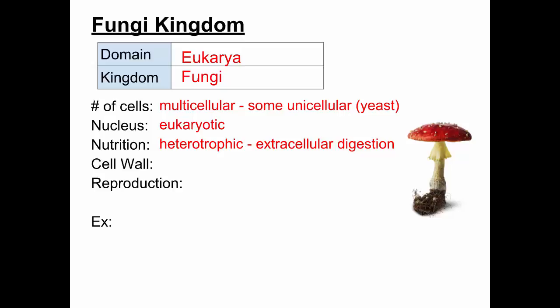Fungi, like bacteria and archaea and plants, have a cell wall around their cells, but it's not a cell wall made of cellulose like it was in plants. It's made of another material called chitin. Same sort of material that would be found in the exoskeleton of insects. And fungi reproduce through spores and budding.